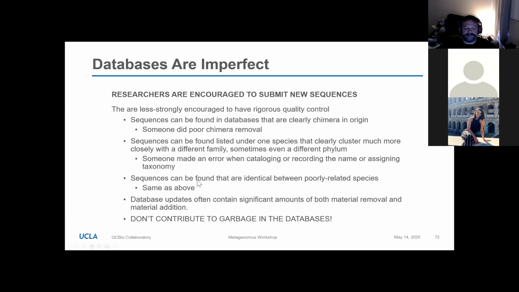Sequences can also be found that are identical between poorly related species, and the same idea as above. Somebody just made a mistake on the name. They had an Excel sheet and a line got shifted or something.